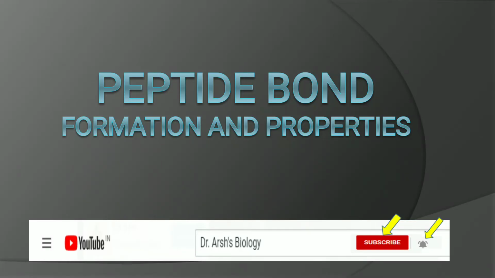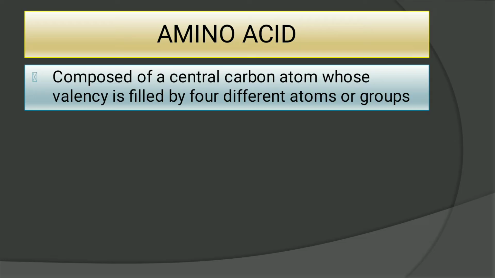Arts Biology. In this lesson, we are going to discuss peptide bond formation and properties, in addition to which one tricky question also will be discussed and how to solve that particular question. We know that peptide bonds are formed between amino acids for the formation of proteins.